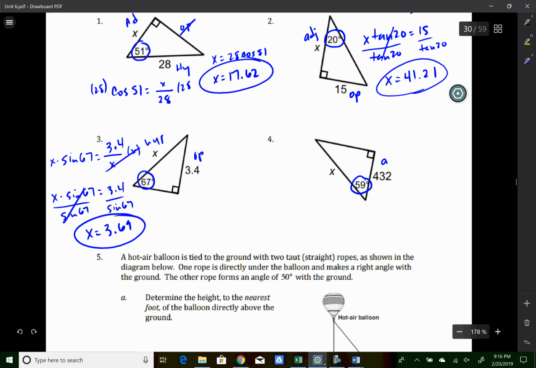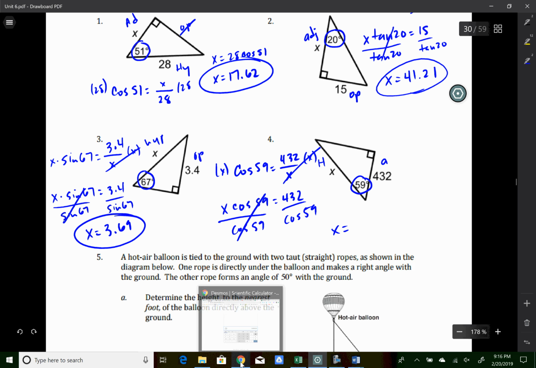59 is our angle. The adjacent side, the hypotenuse side is given, so that's going to be the cosine ratio. So now I'm going to have the cosine of the angle, 59 degrees, is equal to the adjacent side, 432, over the hypotenuse, which is x. Multiply both sides by x. X's cancel. So I have x cosine of 59 is equal to 432. Last algebraic step. Divide both sides by the cosine of 59, and we get x equals some number.